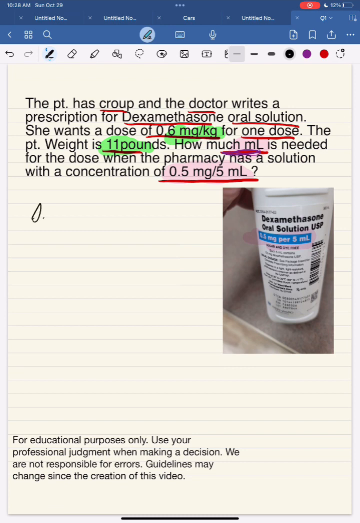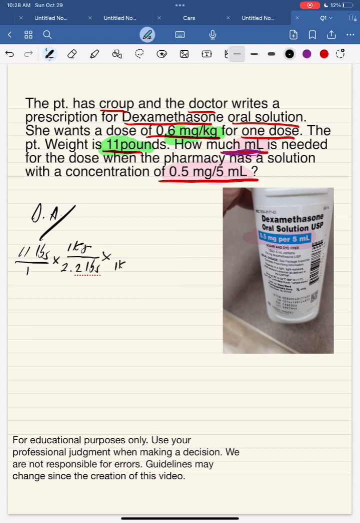Same thing, same question. First, we have to take care of the pounds. So we're going to do 11 over 1, times we have to convert it to kilograms. And it's going to be 1 kilogram over 2.2 pounds. And that's going to convert the pounds to kilograms. That's our conversion factor.